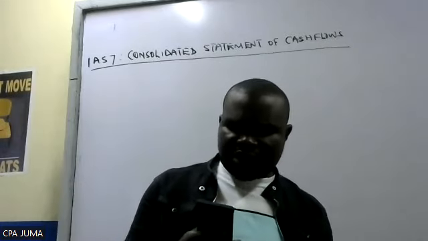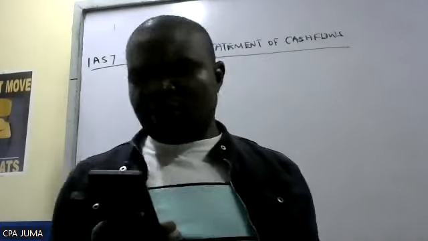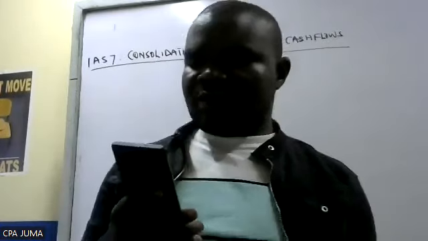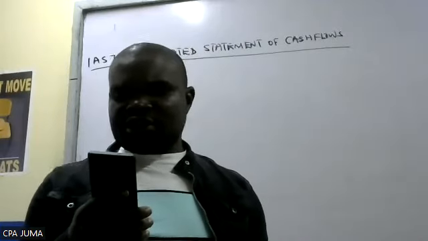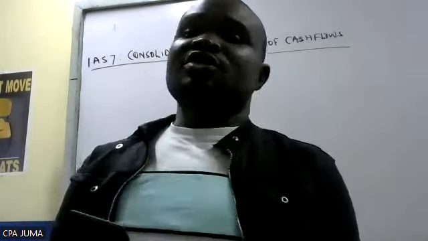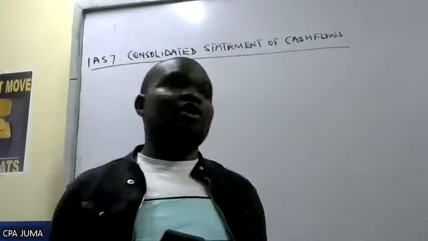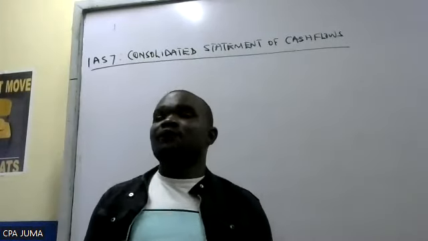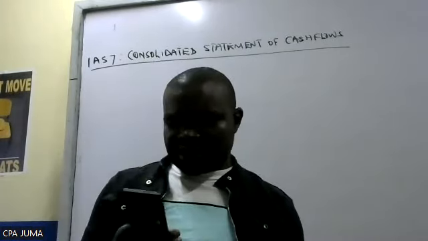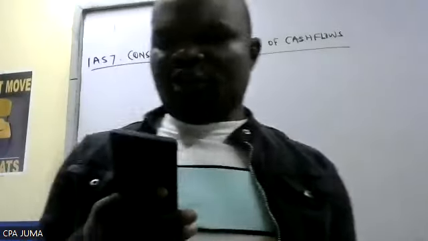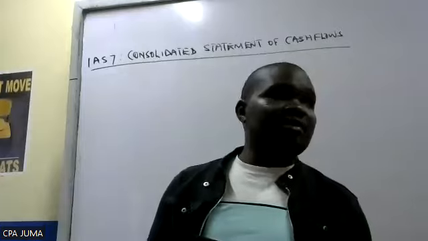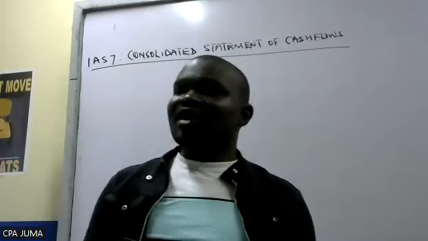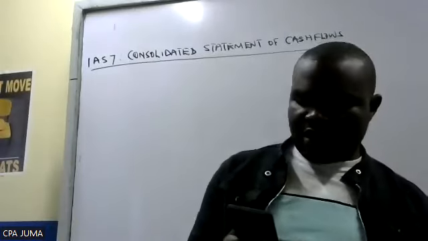Cash flow arising from taxes on income is normally classified as operating unless it can specifically be identified with investing and financing activities. So taxation, any cash outflow on taxes normally goes to operating activities. So methods for presentation, we have the indirect method and we have the direct method.